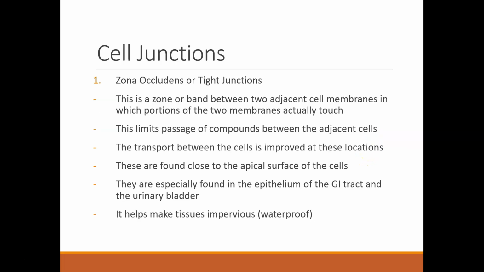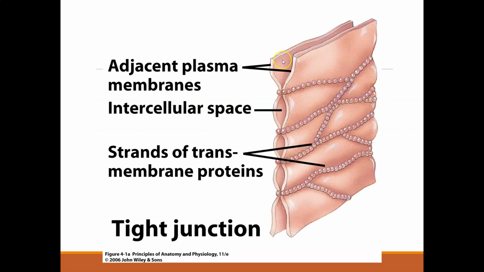The first is known as a zona occludens, or a tight junction. I will use both names, so too do authors. So a zona occludens, or tight junction. This represents a zone or band between 2 adjacent cell membranes in which the portions of the 2 membranes actually touch. So we can see here in this diagram our 2 plasma membranes of a cell on either side, and we can see that the membranes actually touch at these points.